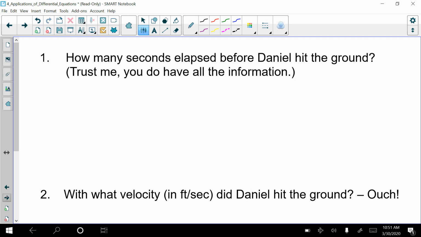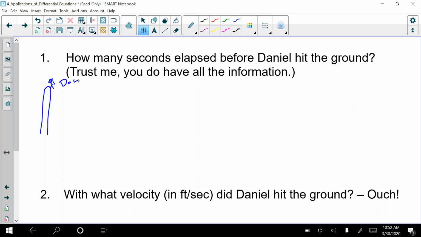So what do we know? Well, we have the Washington Monument. It comes up and has a little triangular peak, and here's Dan at the top of it saying, hey, here I am, here's Dan. How many seconds did it take before he hit the ground?